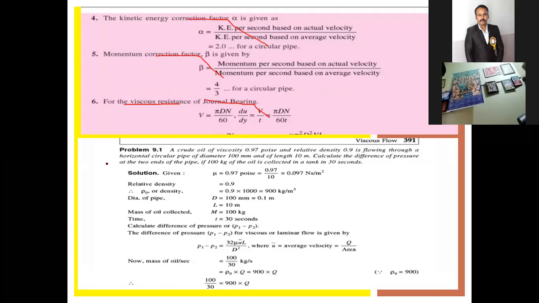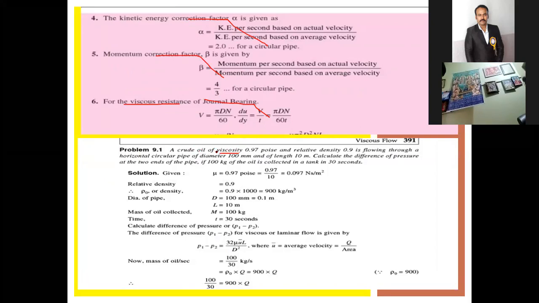Now the problems related to the viscous flow, that is the Hagen-Poiseuille formula. In some problems, they will directly say Hagen-Poiseuille, or you have to get the idea from terms like viscosity, crude oil viscosity, and it is a viscous flow, simply a laminar flow, right?